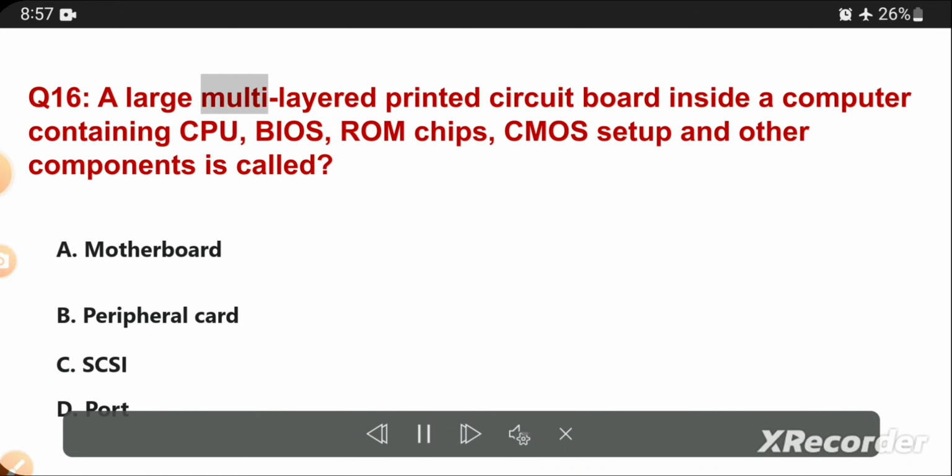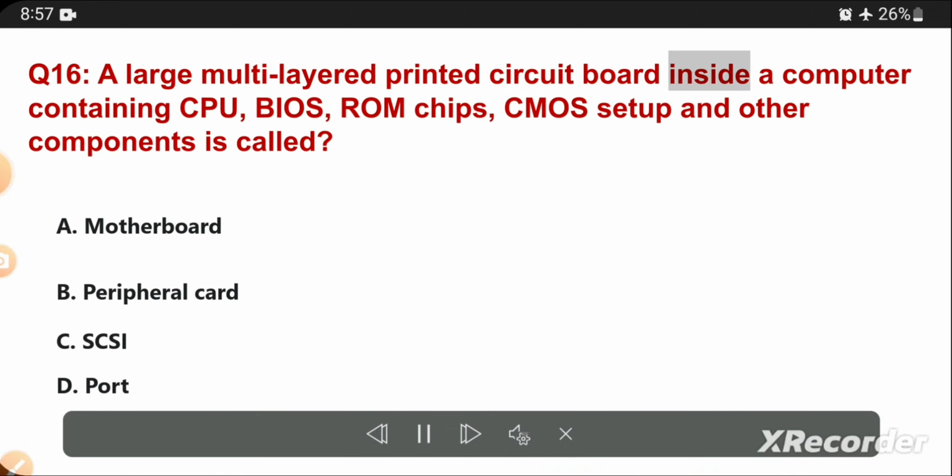Q16. A large multi-layered printed circuit board inside a computer containing CPU, BIOS, ROM chips, CMOS setup and other components is called motherboard, peripheral card, SCSI, port. The correct answer is option A. Motherboard.